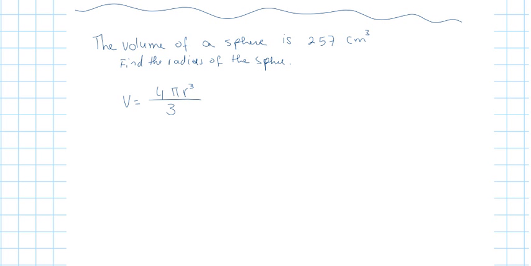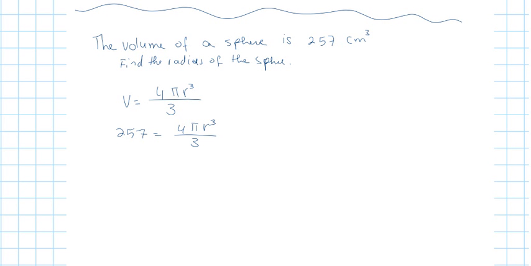So how would you isolate for r? What would you do? Well, first of all, let's set up the volume to be 257. Right? So you replace the volume with 257. What do you do to isolate for the radius? First, multiply by 3. Okay, then? Then divide by 4 pi, right?